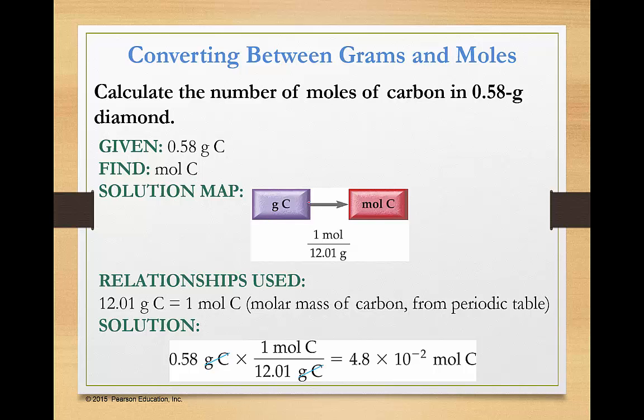So I'm trying to go from grams to moles, and this is where I use that relationship. There's my conversion factor. I look on the periodic table for carbon, and I see that the number for carbon is 12.01. That is 12.01 grams per 1 mole. Notice I always put that number from the periodic table with grams, and that is always on a 1 mole basis. So 0.58 grams of carbon times 1 mole over 12.01 grams. Cancel out the grams, and I find out that I have 4.8 times 10 to the minus 2 moles of carbon in that diamond.